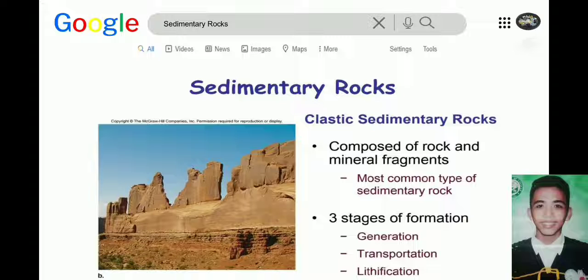There are three stages of formation of rocks. The first one is generation. The next one is transportation, and the last one is lithification. Transportation: sediment can be transported by sliding down slopes, being picked up by wind, or by being carried away by running water in streams, rivers, or ocean currents. And lithification is the process by which sediments combine to form sedimentary rocks.